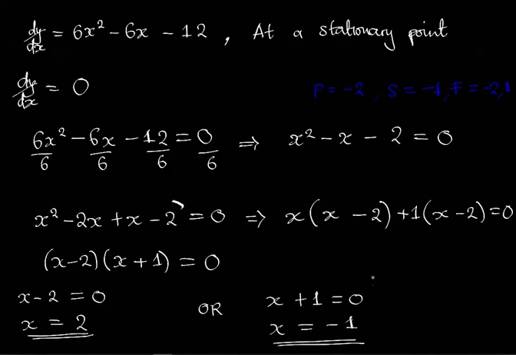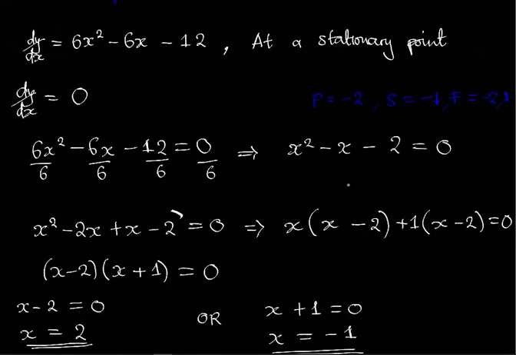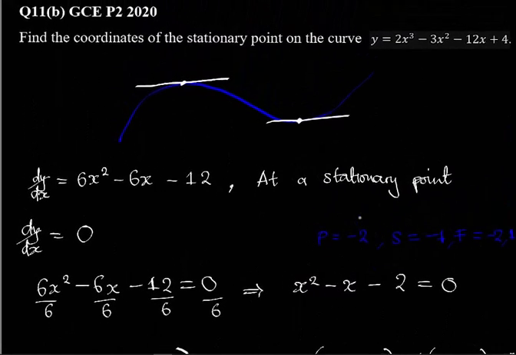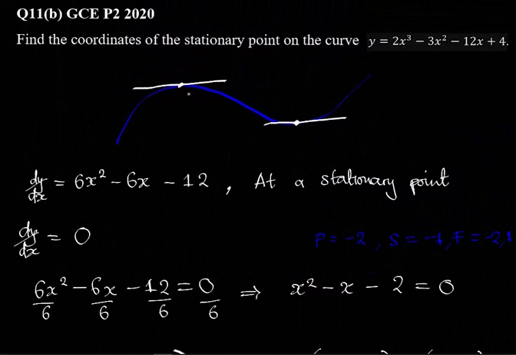So what does this indicate? When we go to our earlier sketch here, it tells us that one of these points is going to lie on the x coordinate minus 1, while the other one lies on the x coordinate 2. To just prove this, what you would do is get these x values and plug them into dy dx. You should get an answer of 0.